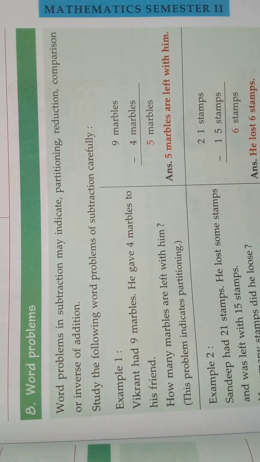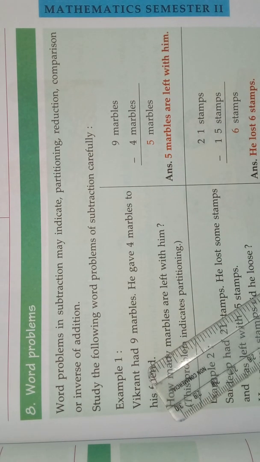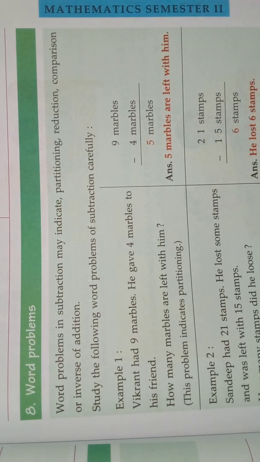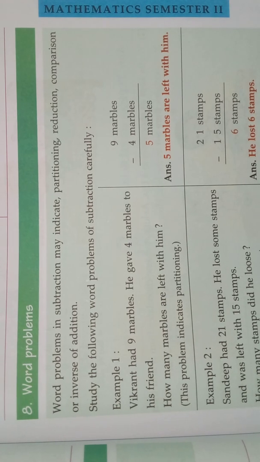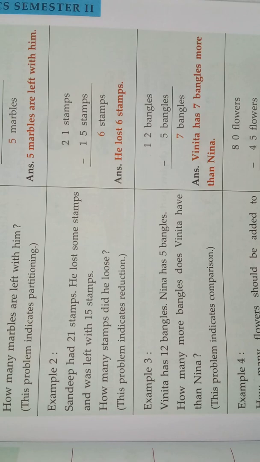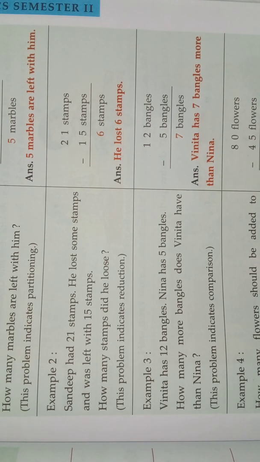That is very simple, but you should understand the concept. Vikrant had 9 marbles. He gave 4 marbles to his friend. How many marbles are left with him? 5 marbles are left with him. Understood? We are going to do partition here. We are going to do the subtraction for partitioning here.